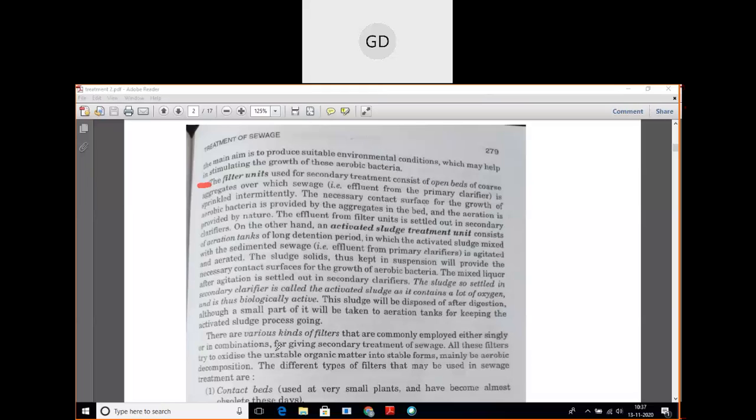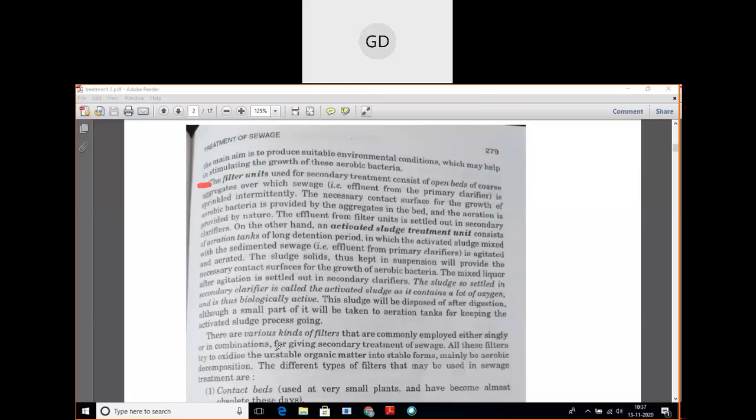So the main difference is that in the filter units, the aerobic bacteria are attached to the bed surface. And what is the bed surface in filter units? It is your coarse aggregates. Whereas in the activated sludge treatment unit, the growth of bacteria is not attached; it is in the form of suspension. The sludge solids are kept in suspension, and in that suspension itself the aerobic bacteria will grow.